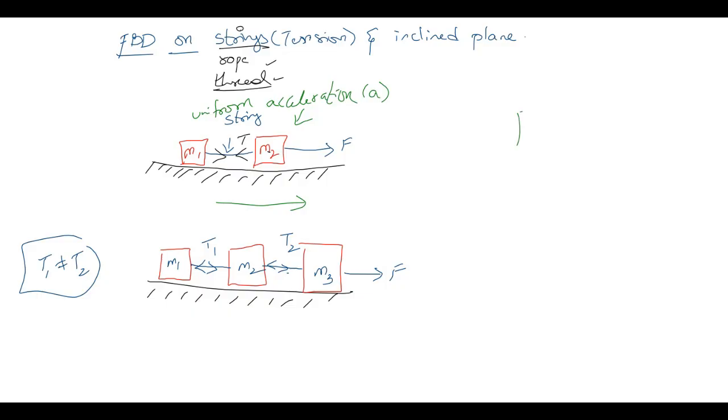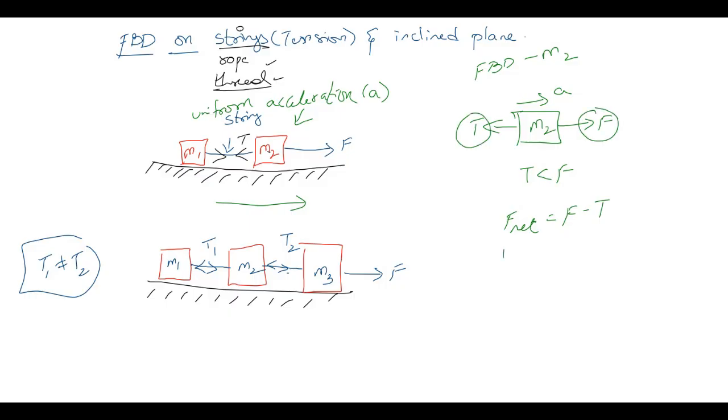if I take the free body diagram for m2, the force will be F, and the tension will be this side. The body is moving with acceleration A, mass is m2. Now tension is less than force because we are applying force this side, and acceleration is this side. So the net force will be force minus tension. Correct? Net force is nothing but the total force. With what force will this body move? This body will move by the subtraction of these two forces. Correct?